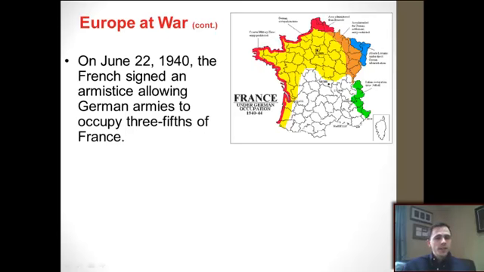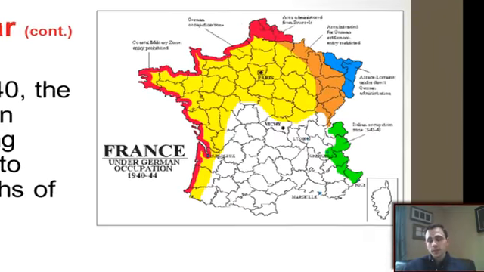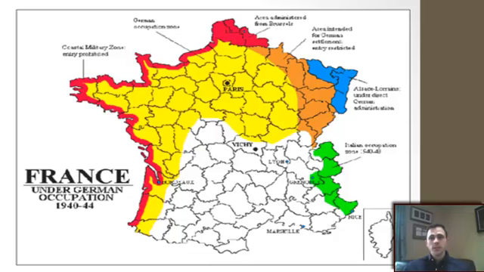Okay, on June 22nd, 1940, the French signed an armistice allowing German armies to occupy 3/5 of France, essentially surrendering most of the country. If we see in the map, the northern part is completely taken over. The western part, which is the coastline, was also a militarized zone by the Germans.